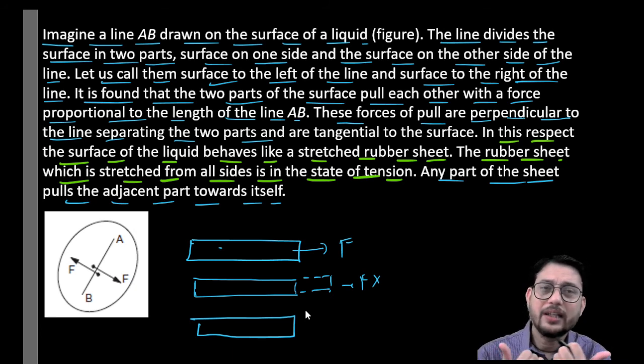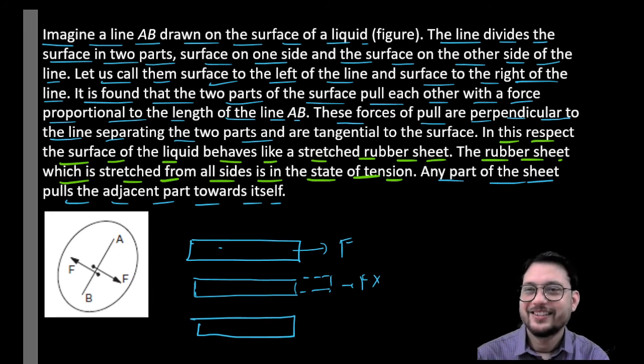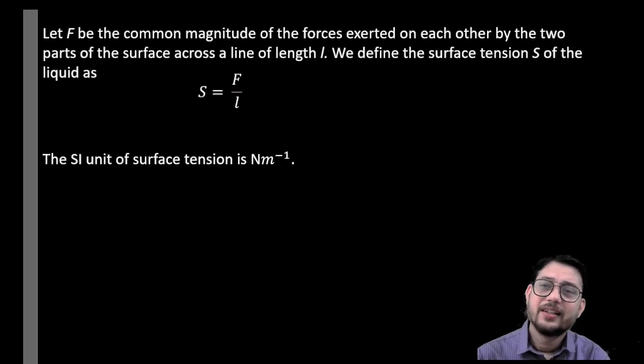The force on the imaginary line acts outwards, meaning the forces are trying to stretch the surface, but the surface, due to inertia, tries to maintain its original shape. So the two parts pull towards each other. I hope this is now clear to all of you. Now we will come finally to the definition of whatever we have learned.